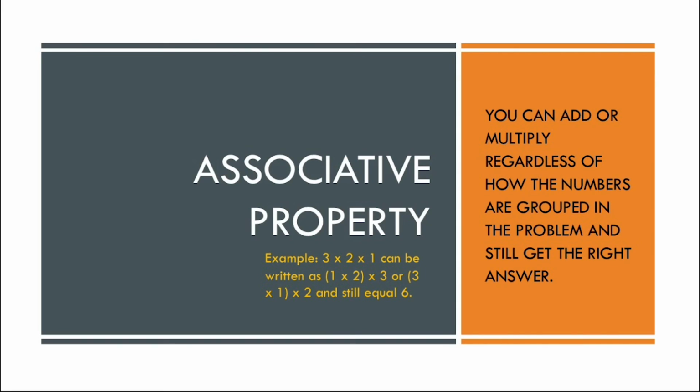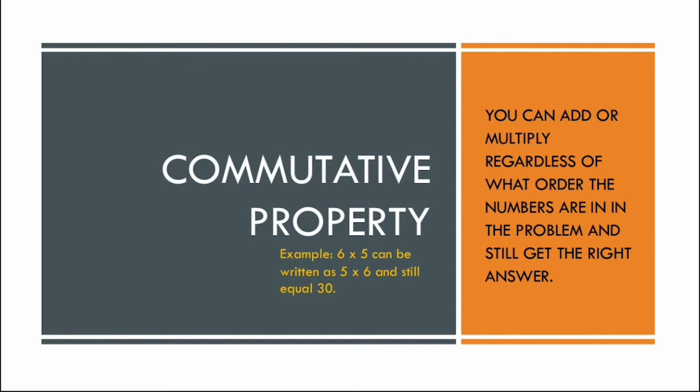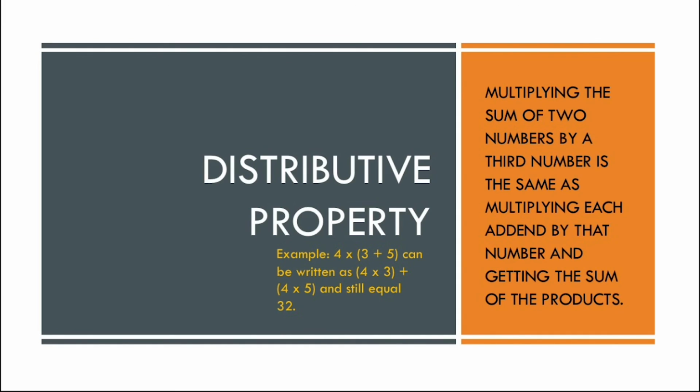The associative property says that you can add or multiply regardless of how the numbers are grouped in the problem and still get the right answer. The commutative property says you can add or multiply regardless of what order the numbers are in the problem and still get the right answer. Distributive property says that multiplying the sum of 2 numbers by a third number is the same as multiplying each addend by that number and getting the sum of the products.